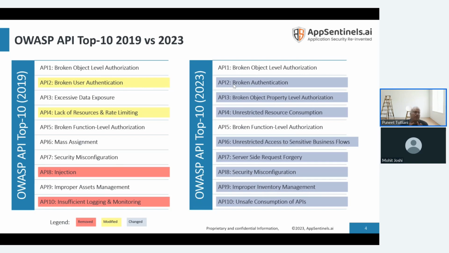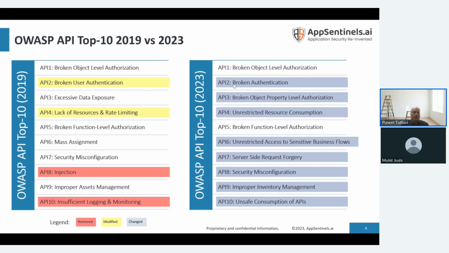Broken function level authorization, which was in fifth position in 2019, stays in the fifth position also in 2023. But thereafter, there is a lot of changes. So API 6 in 2023 is now unrestricted access to sensitive business flows, meaning certain attackers are able to access certain sensitive business flows and repeatedly calling them. So, this is API 6.